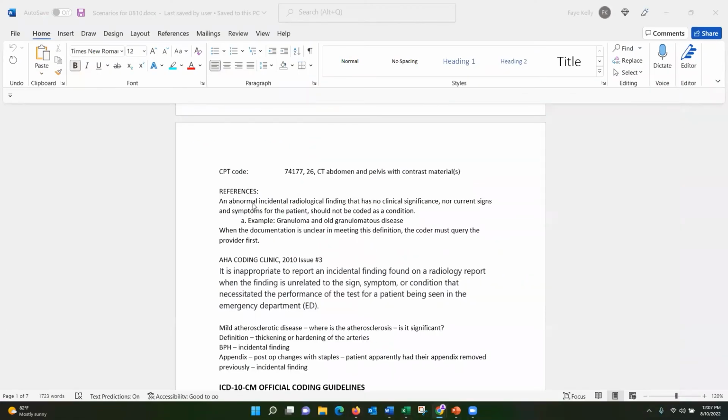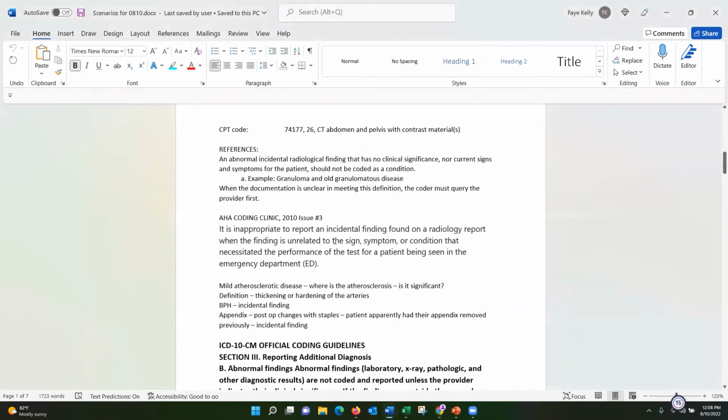All right, but what's important here is an abnormal incidental radiological finding that has no clinical significance, nor current signs and symptoms for the patient, are not to be coded as a condition. And this is the example in our guidelines. Now, when the documentation is unclear in meeting this definition, you would query your radiologist that you're working for to see if it's significant to code. But that's rare. That's rare.